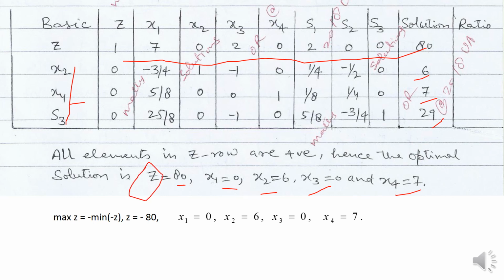So as I said, we will add this minus sign now. So our z value is minus 80. X1 is 0, x2 is 6, x3 is 0, and x4 is 7. When we substitute these values of x2 as 6 and x4 as 7, we get minus 80 in the z function or equation. So we got our solution here. Minimization of z is minus 80.